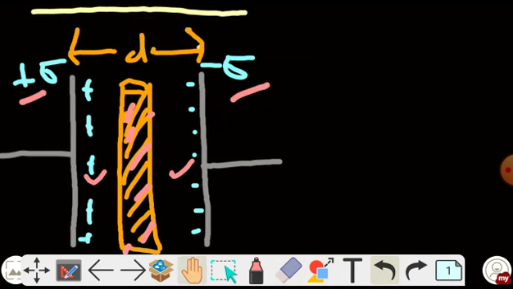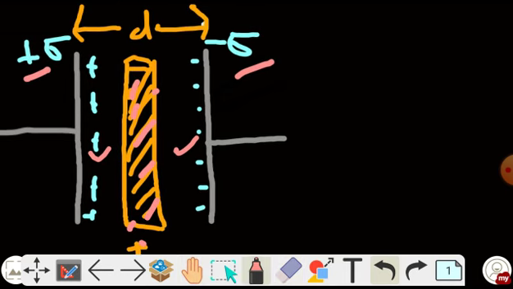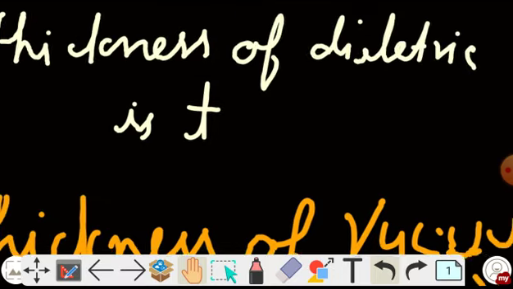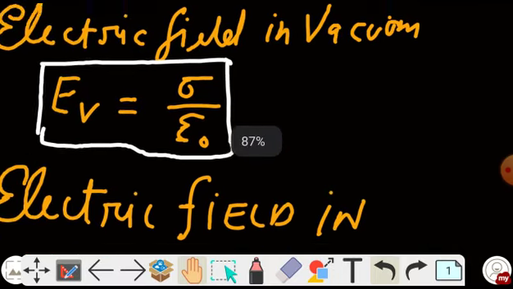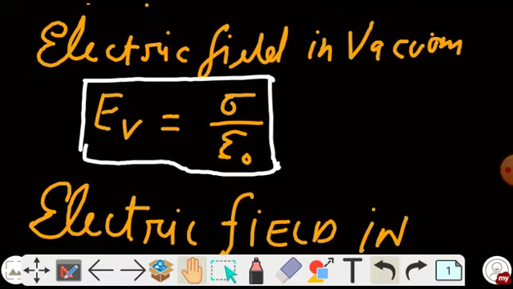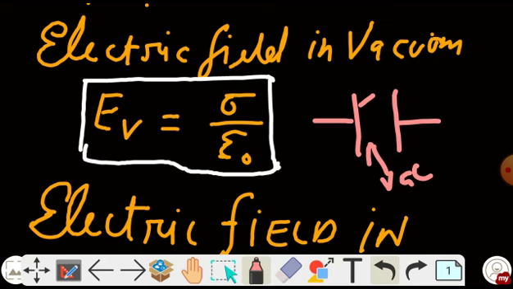In the case of vacuum, we have already discussed that when there is vacuum completely between the plates, when there is no dielectric, the electric field is given by sigma by epsilon naught. This is the capacitor, and when there is vacuum between the plates, no dielectric, in that case the electric field between the plates is given by sigma by epsilon naught.